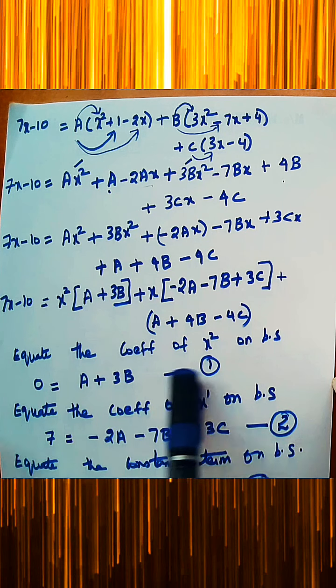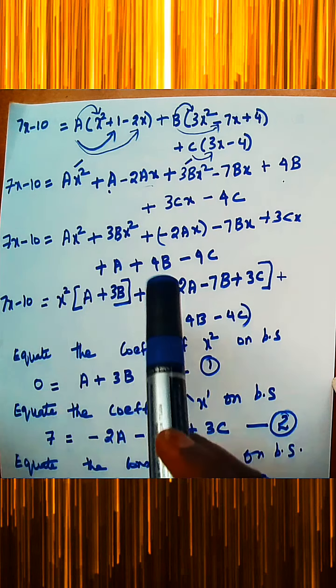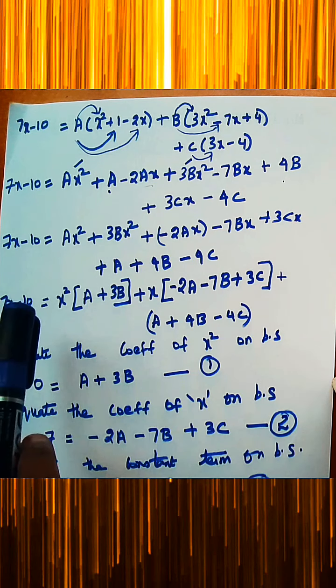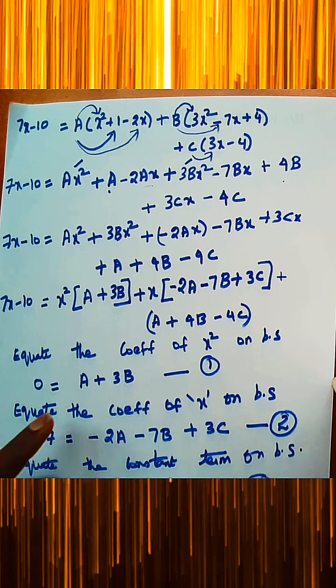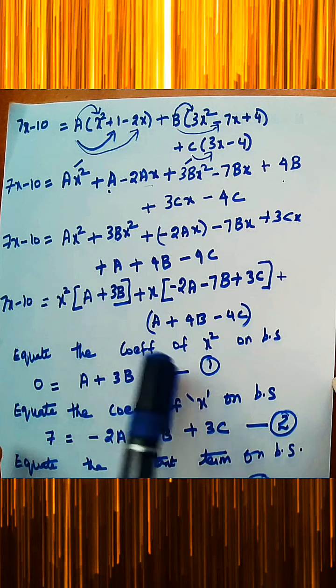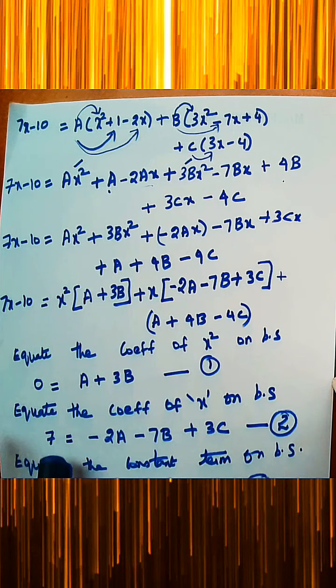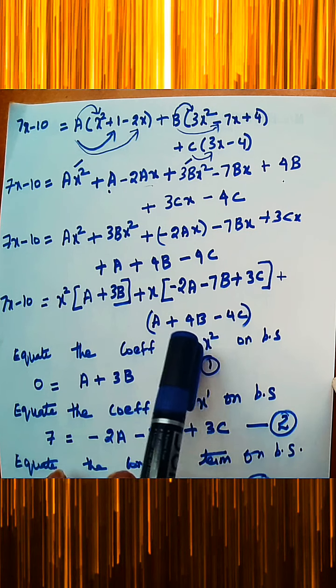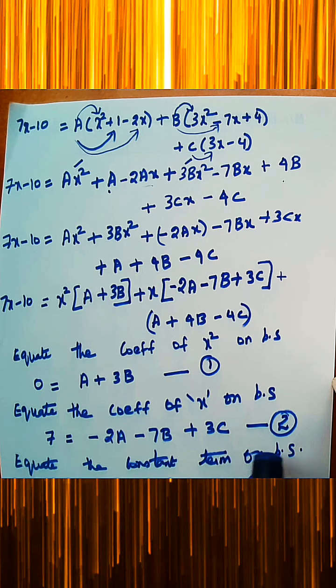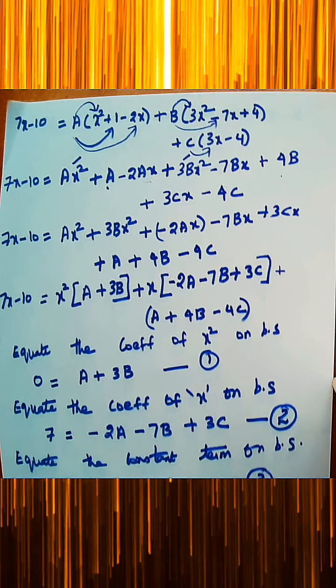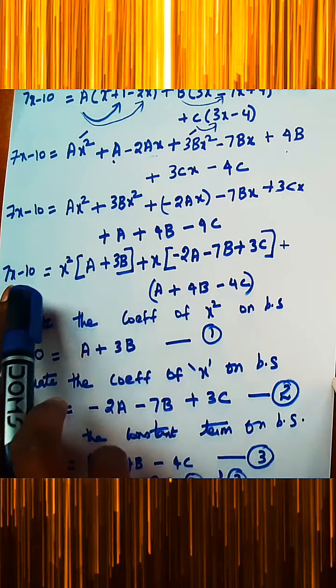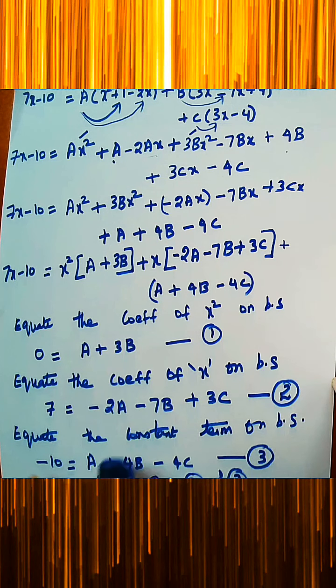You have to equate the coefficient of x square on both the sides. On the left hand side, there is no coefficient of x square, 0 is equal to a plus 3b, take it as equation 1. Equation of x will be 7 is equal to, on the right hand side you have minus 2a minus 7b plus 3c, take it as equation 2. On the left hand side, the constant term is negative 10, so negative 10 is equal to, on the right hand side you have a plus 4b minus 4c.